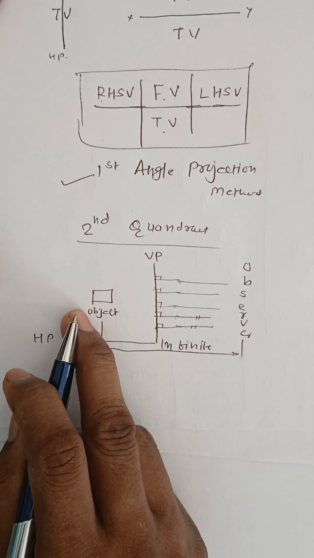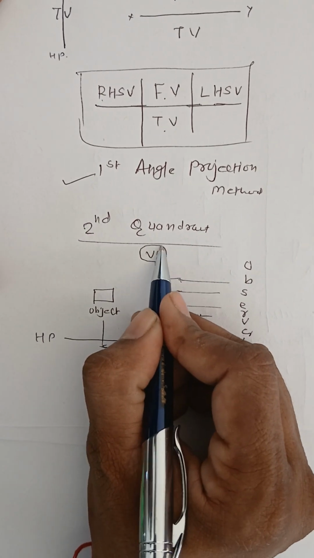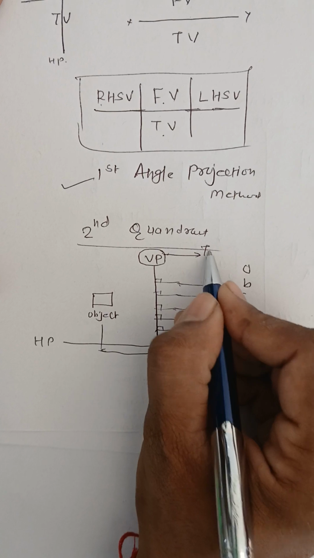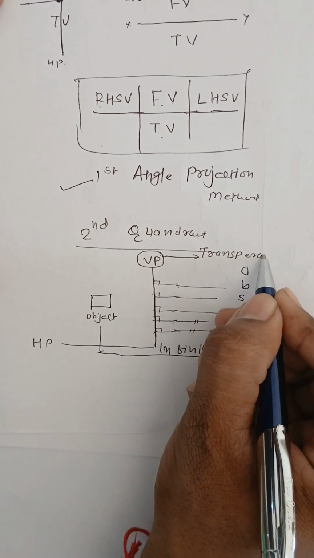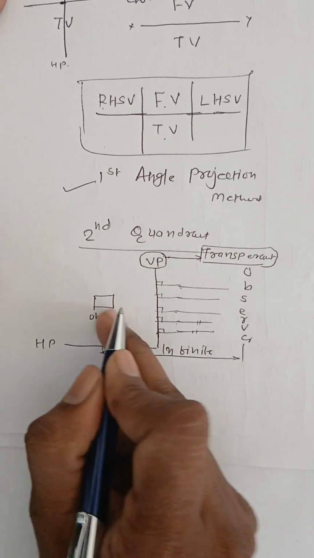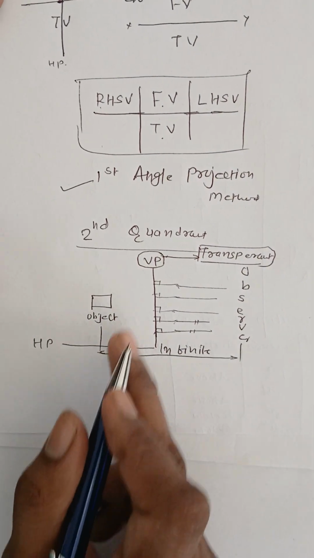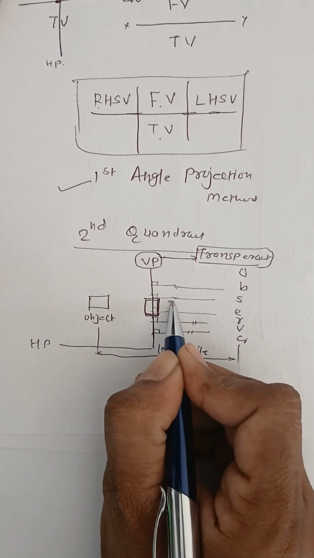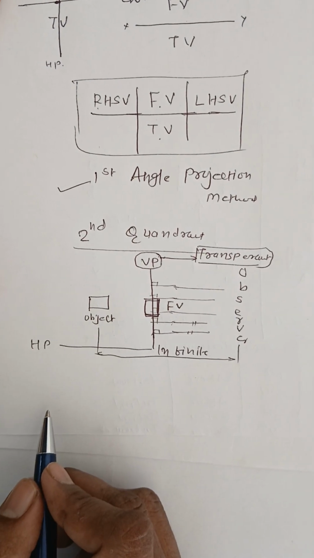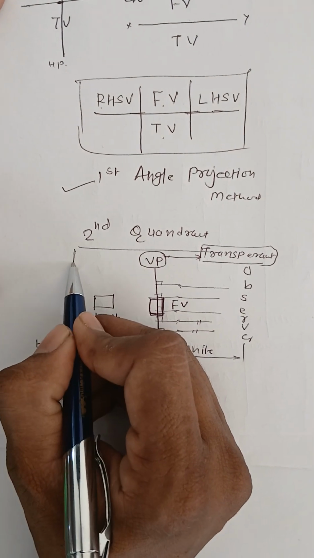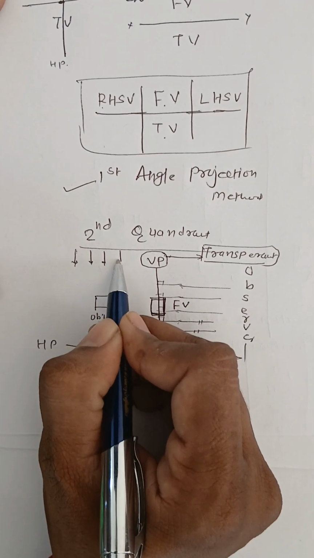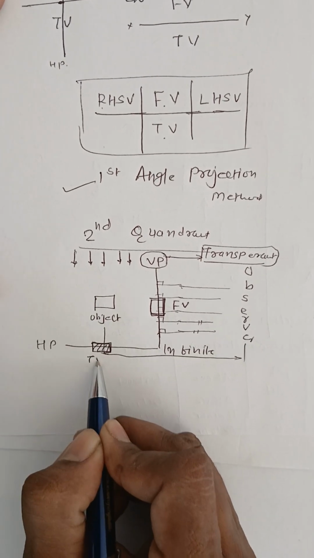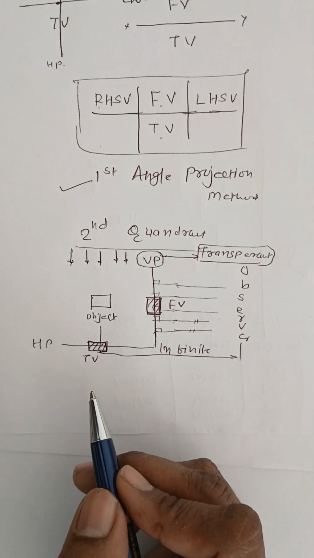Whether the observer is able to see the object from this position in the direction of the front? No. Answer is no. Why? Because the vertical plane is in between the object and the observer. So first we need to assume that the vertical plane is transparent. Then only the observer will be able to see the front view of the object. And if the vertical plane is transparent, then on that transparent vertical plane, the front view is going to be obtained. Clear? Now the observer is looking at the object from the top. So on the horizontal principal plane, the object's top view is going to be obtained. This is the front view, this is the top view, right?